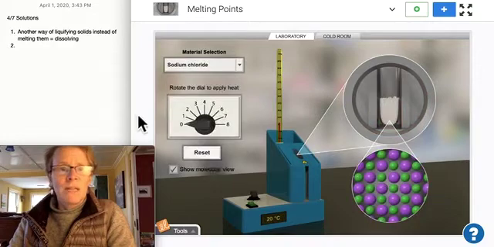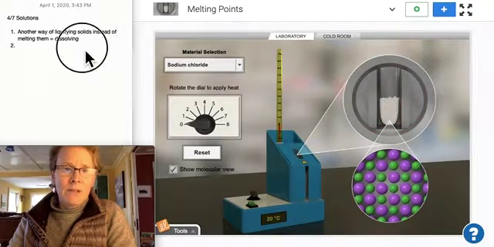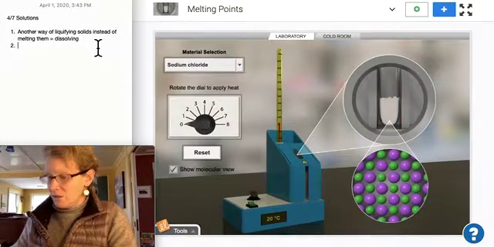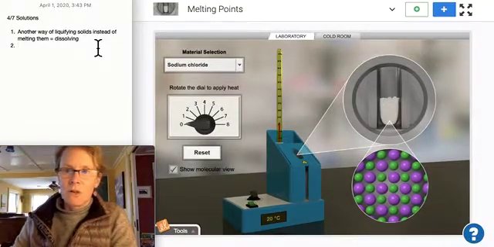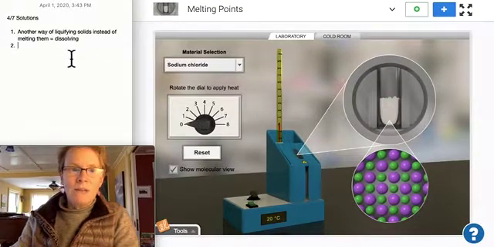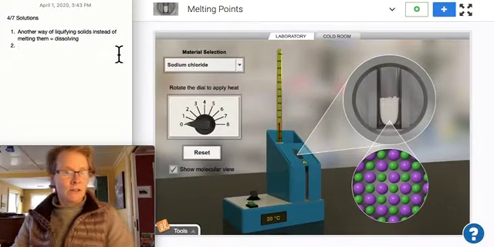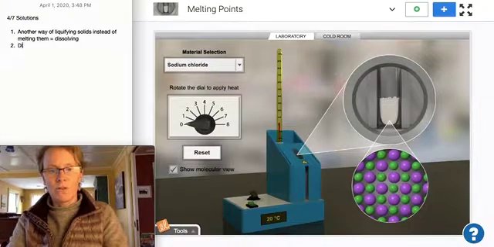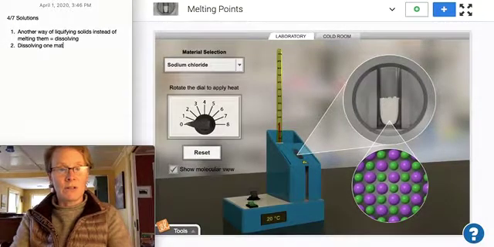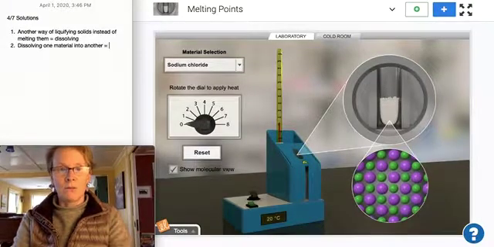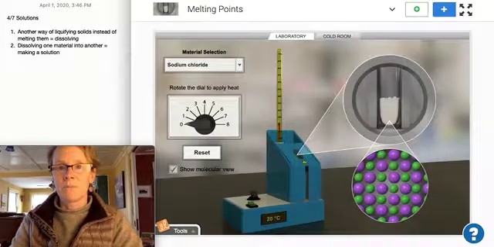But what I want to explain today is that there's another way of liquefying solids. In certain types of solids, you can dissolve them. And we all know that salt is an example of something that does that. When you dissolve them, it is what we call a solution. So dissolving one material into another equals making a solution. Let's define that word.